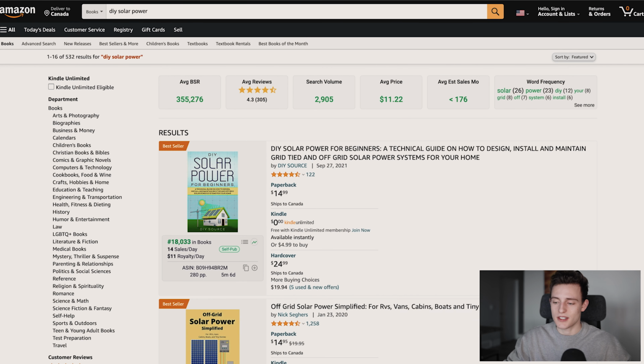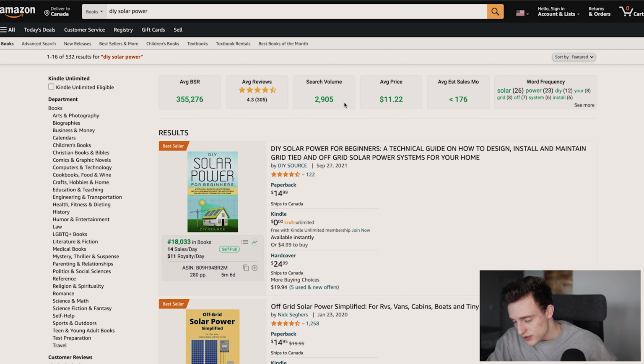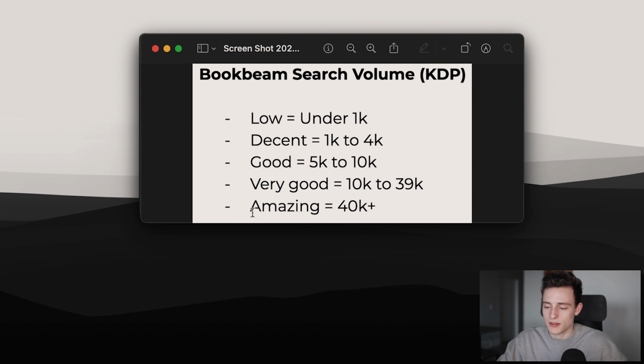Let's just let this load. So looking at DIY solar power, this one kind of falls in between the two that we just looked at. It's not amazing in terms of search volume. It's not bad though either. Okay, so looking at this one, the average BSR when I look at it today, March 5th, is around 355K, which is a little bit higher than we want it to be. So the demand is a little bit lower on this one. And obviously this fluctuates, but it's around 300K for this particular keyword. Looking at the search volume though, 3,000 monthly searches. So that's pretty healthy. And going back to our list here, that's the decent range. Almost at the good range, but it's in the decent range. So 1,000 to 4,000 searches per month, which isn't too bad. It has demand, but it's not extremely high in terms of monthly search volume.